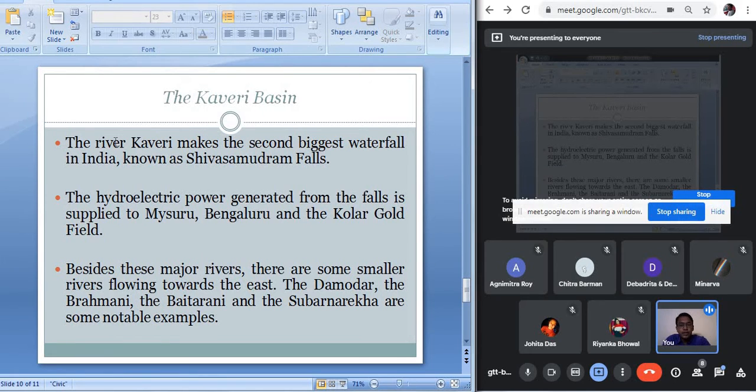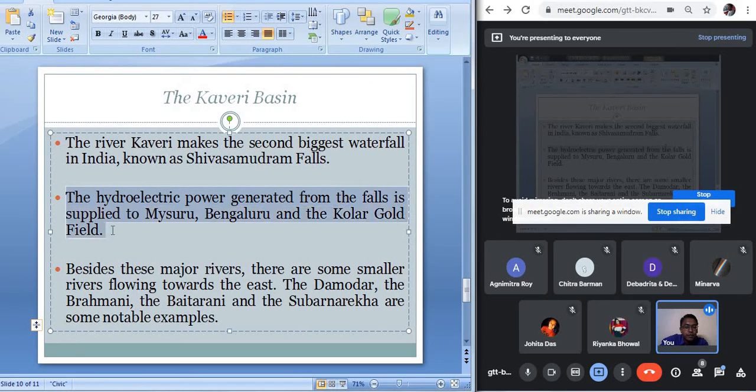The Kaveri river is also known for its waterfall. It has led to the formation of the second biggest waterfall of our country, known as the Siva Samundram fall. The hydroelectric power generated from the falls is supplied to Mysuru, Bangalore and the Kolar goldfields. So the hydroelectricity generated from this Kaveri river is mainly supplied to the city of Bangalore, the Kolar goldfields and Mysuru.